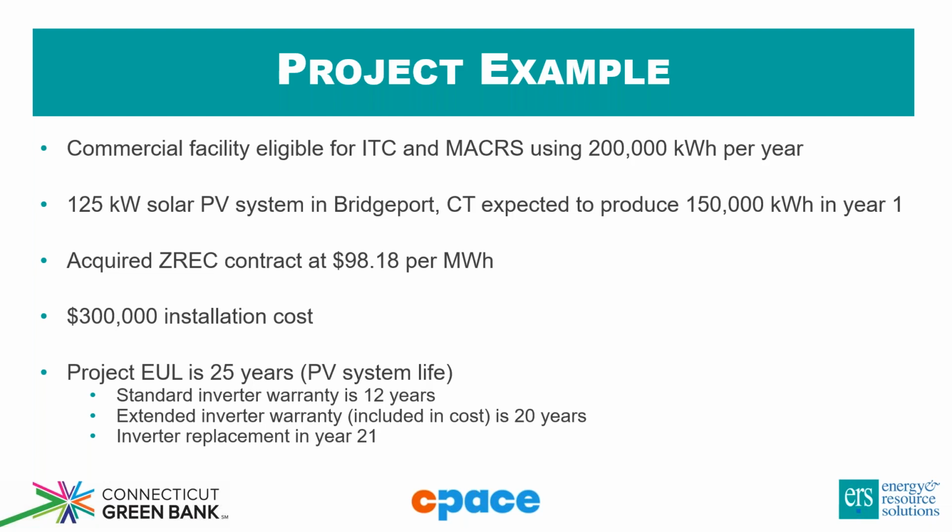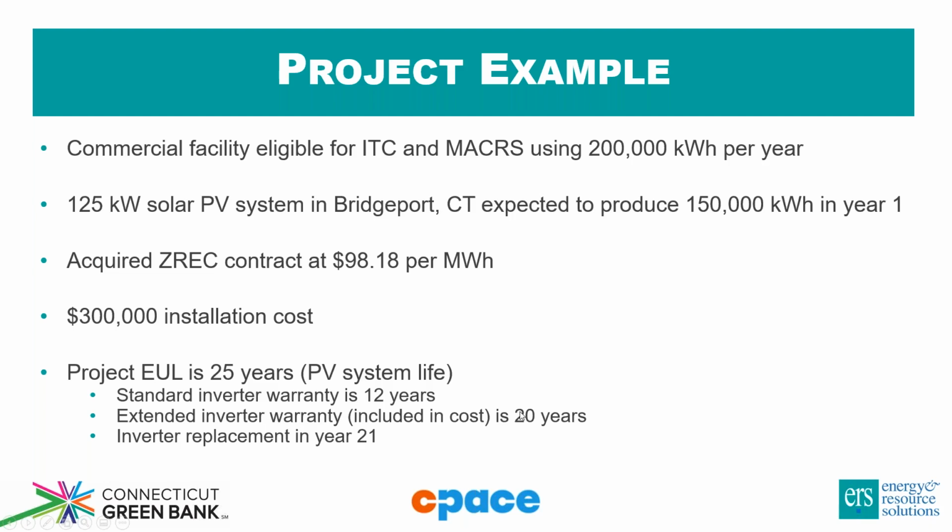So the installation cost is $300,000. And the project expected useful life is 25 years. That's the PV system life. So the standard inverter warranty is 12 years. The extended inverter warranty that's included in the $300,000 installation cost is 20 years.